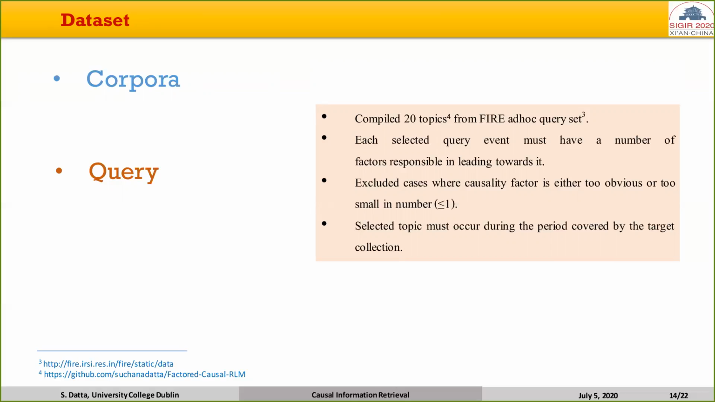Secondly, we excluded all the cases where the causative factor is either too obvious, that means all the causally relevant terms are already present in the query itself, or too small in number, that means in all those cases where we can find a series of events that might have led to the query event. And lastly, the selected topic must occur during the period covered by the target collection, of course.